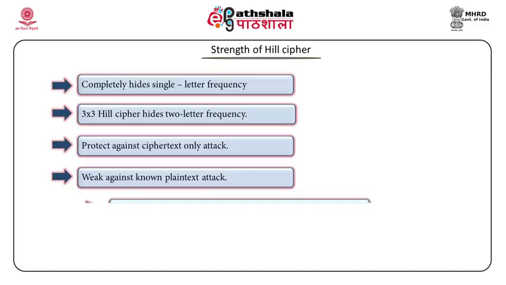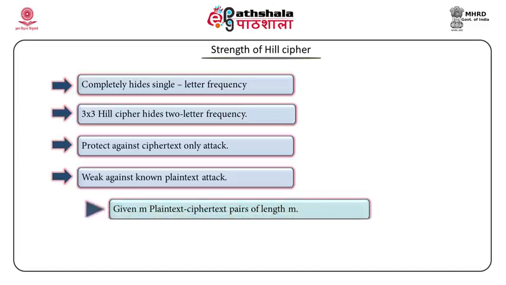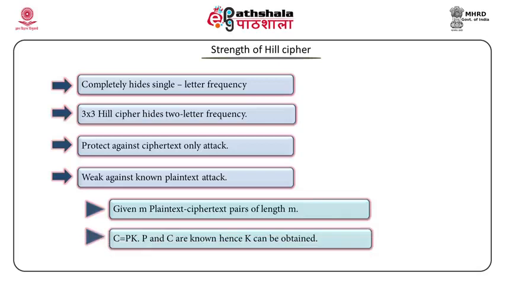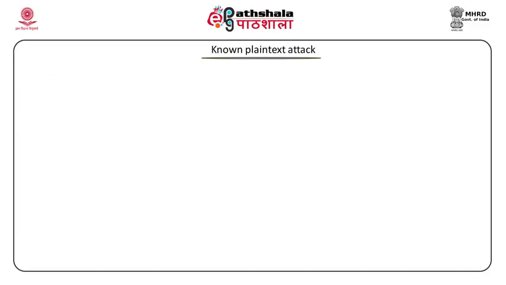Known plain text means we are given the pair of plain text and ciphertext. So, in our equation P is known and C is known. Hill cipher's equation is PK mod 26 gives you C. So, if C is known and P is known, out of 3, 2 variables are known, and you can easily derive the third variable. Now let me elaborate how a known plain text attack can affect our Hill cipher.